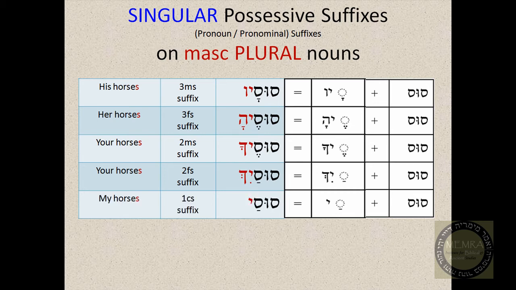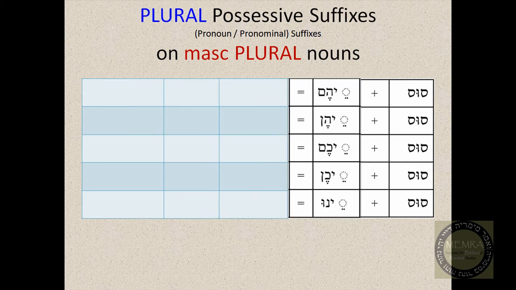And finally, sus I, first common singular suffix, but the noun is plural. Again, the suffix tells you how to translate the noun as a plural. So my horses. Now, this set of endings, or this set of suffixes right here, notice again there's a yod in all of them. These are plural possessive suffixes that go on plural nouns.